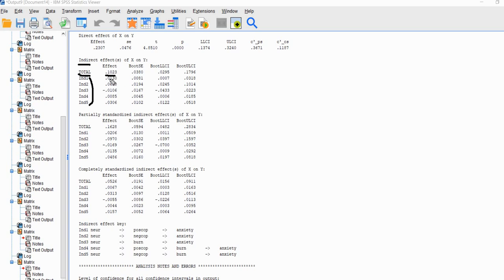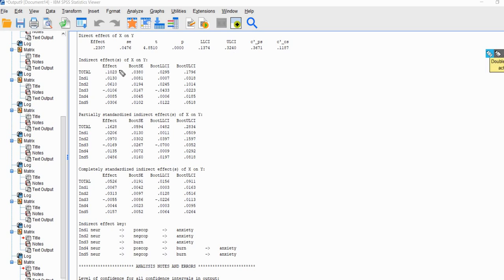This is computed as the sum of the specific indirect effects that I was referring to down here in this table. All of these are the specific indirect effects. If we sum up all those specific indirect effects, we get the total indirect effect in this row. What we have in terms of testing that is a bootstrap confidence interval based on 5,000 bootstrapped samples. That was the default when we went through the original menu system.